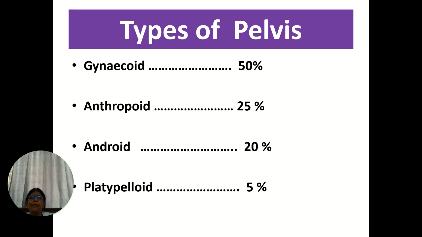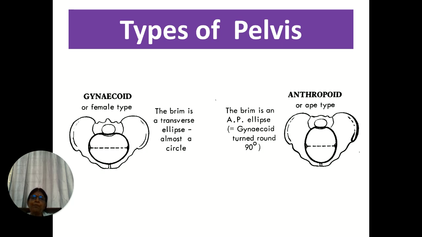Types of pelvis: no pure types are seen. Usually the female pelvis is described as the gynecoid pelvis, and the typical male pelvis is described as the android pelvis, and the transversely oval pelvis or the platypelloid pelvis, or antero-posteriorly oval or the anthropoid pelvis. These are the four parent types of pelvis, but no pelvis is a pure type. Anterior segment can be of one type of pelvis with the posterior segment of another type of pelvis.